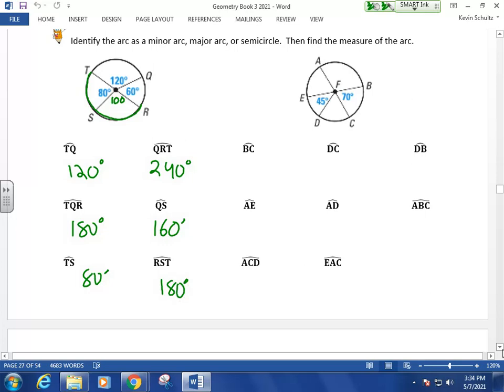Let's see what we can do with this one over here on the right. I've got vertical angles here, so I can mark that one 70. EB being a diameter of a circle, I can take 180 and subtract 70 and subtract 45, and that leaves me with 65 degrees there. And then AC also being a diameter, with BFC here being 70, that's going to make this 110.